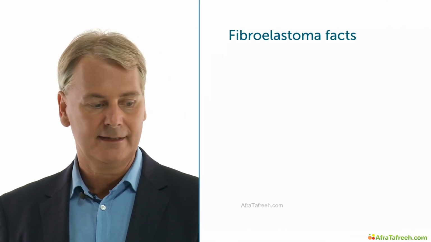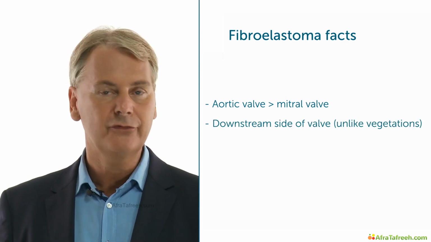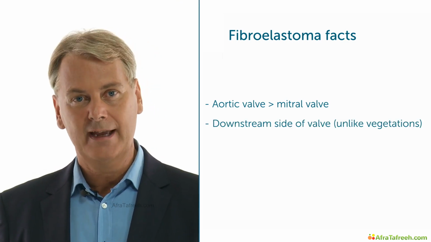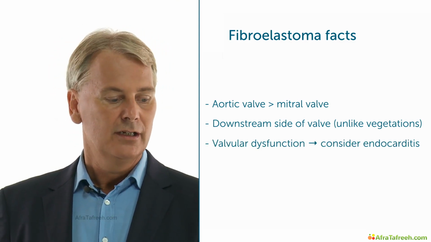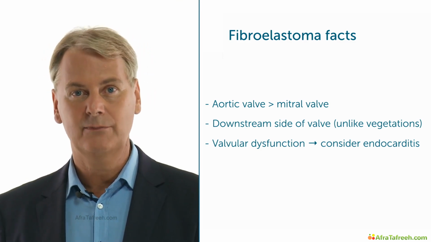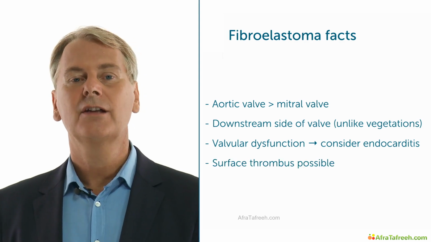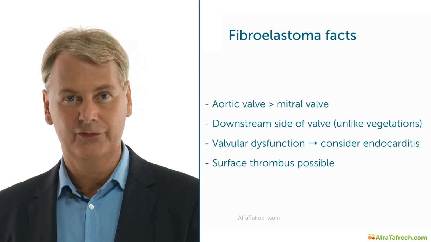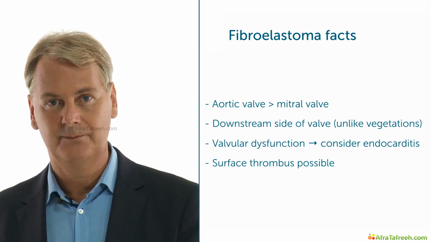But coming back to the fibroelastomas, what are the facts? First of all, it's more common on the aortic versus the mitral valve. You would find them on the downstream side of the valve in contrast to vegetations. You would rarely have significant valvular dysfunction. This delineates them from endocarditis, where regurgitation is common. And sometimes you have thrombi on the surface. And finally, of course, they have a tendency to embolize.